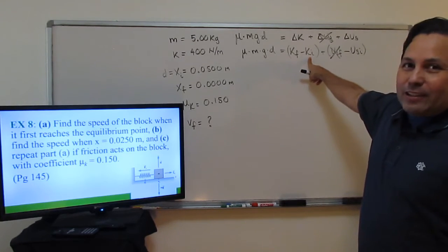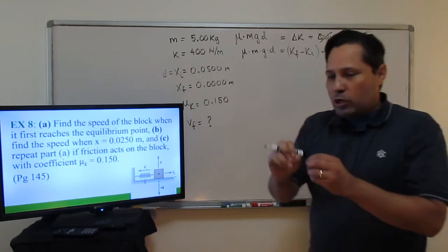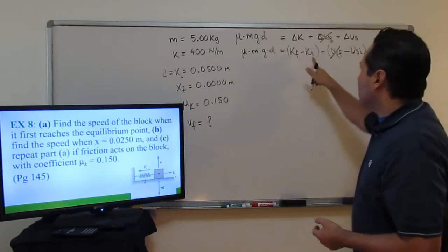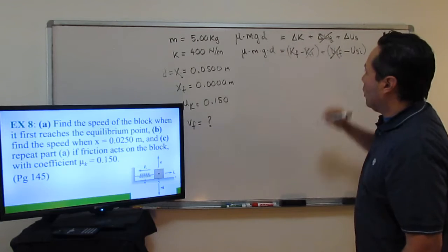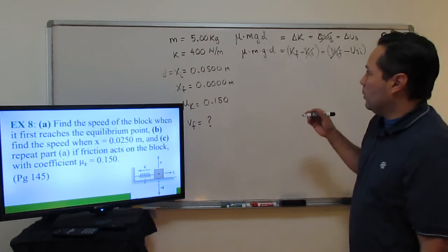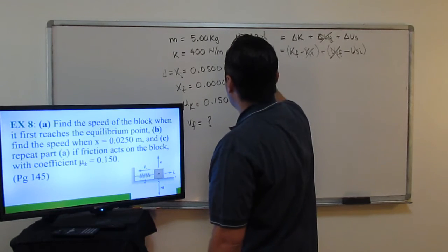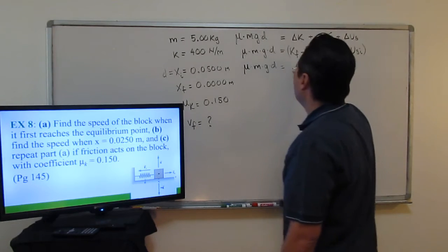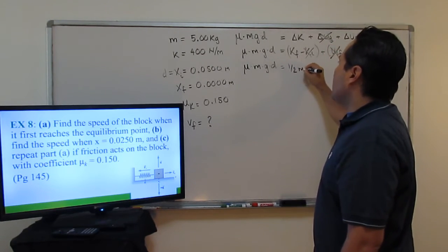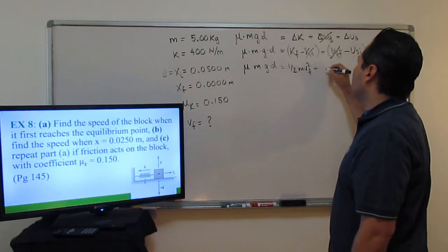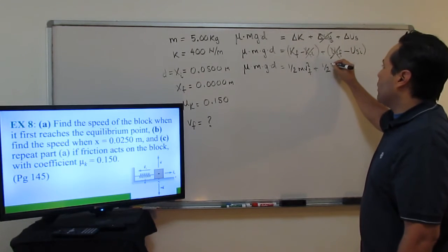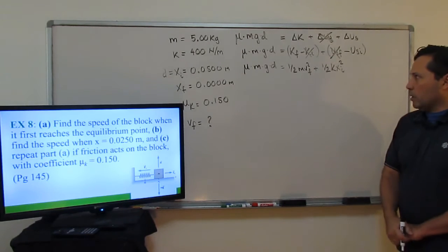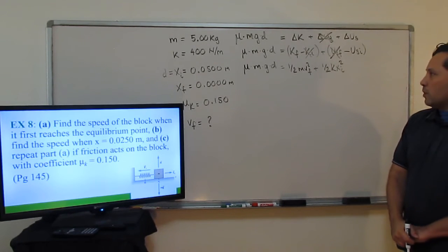Same thing for kinetic energy initial. As soon as the instant you let go of the block, it is not moving, it's got no velocity, so therefore kinetic energy initial also gone. So we can go ahead and summarize the formula a little bit more that way. It's going to be μ times m times g times d is equal to 1/2 mass times velocity squared final plus, in this case, 1/2 constant times compression initial squared. Alright, so that is our formula.